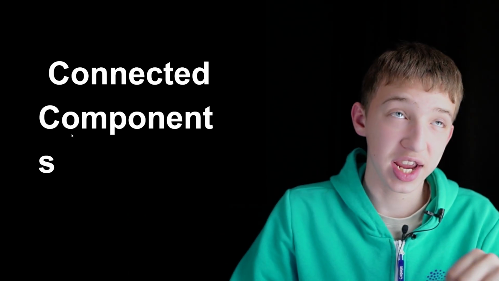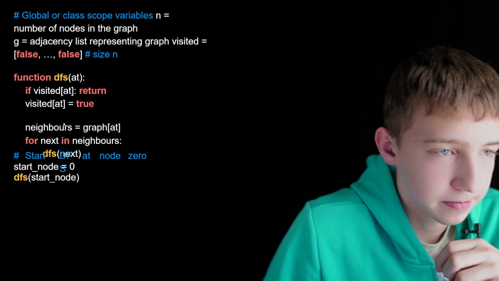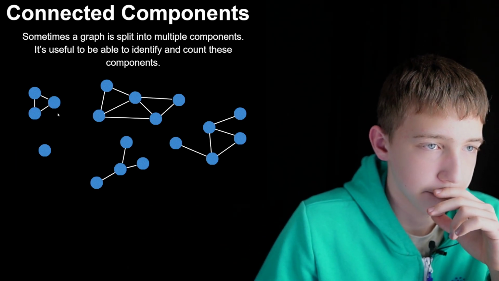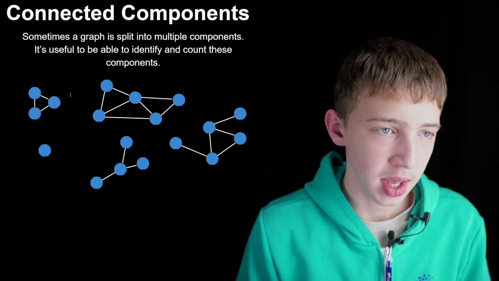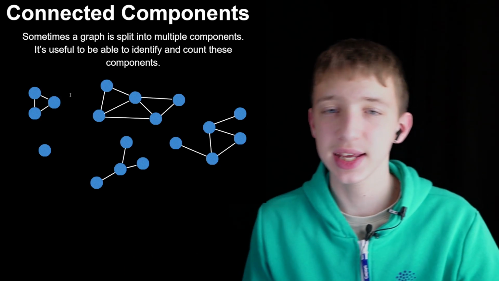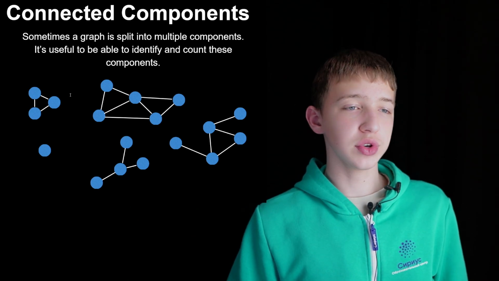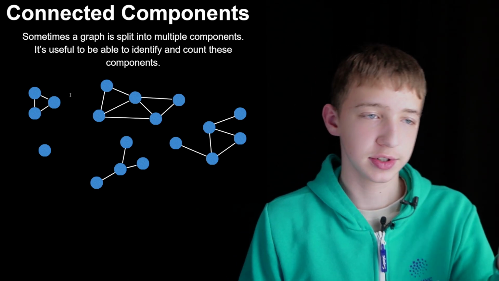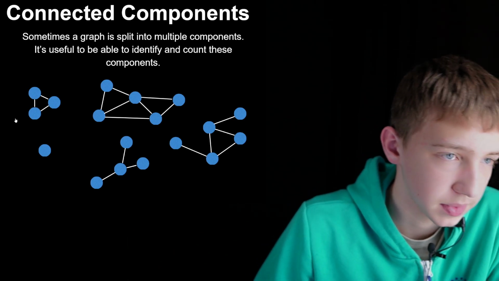Let's look at one of the use cases of where we can use depth first search. That is counting connected components, and we can also check connectivity with the same algorithm. All right. First let's understand what we mean by counting connected components. A graph might be split into multiple disjoint components, and it is useful to be able to identify and count these components.